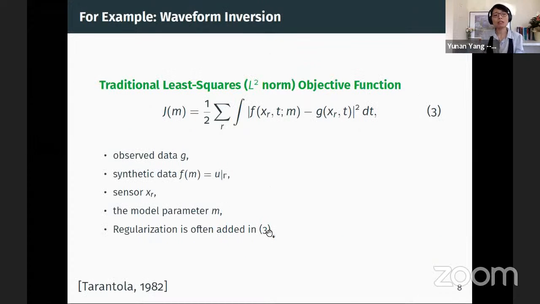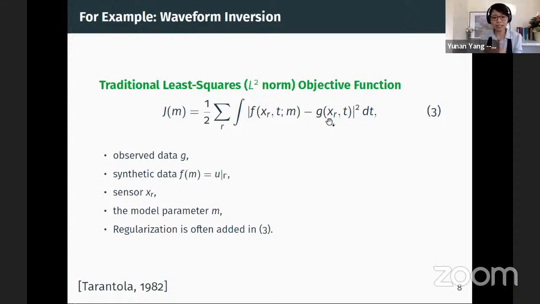For example, for wave inversion, the traditional objective function has been the least square norm. The least square norm is usually the first choice we go for, no matter which inverse problem or regression problem we want to deal with, because it's very easy to compute the difference, and also very easy to calculate the gradient.